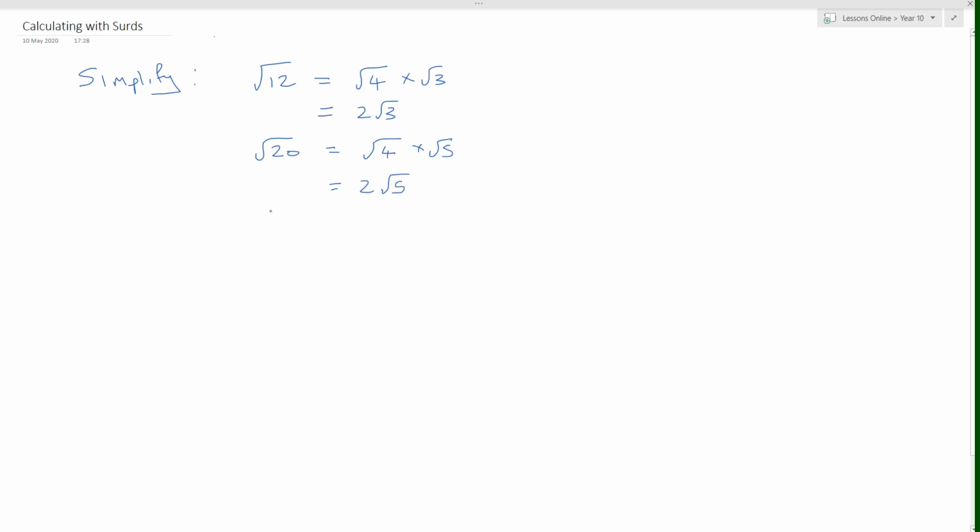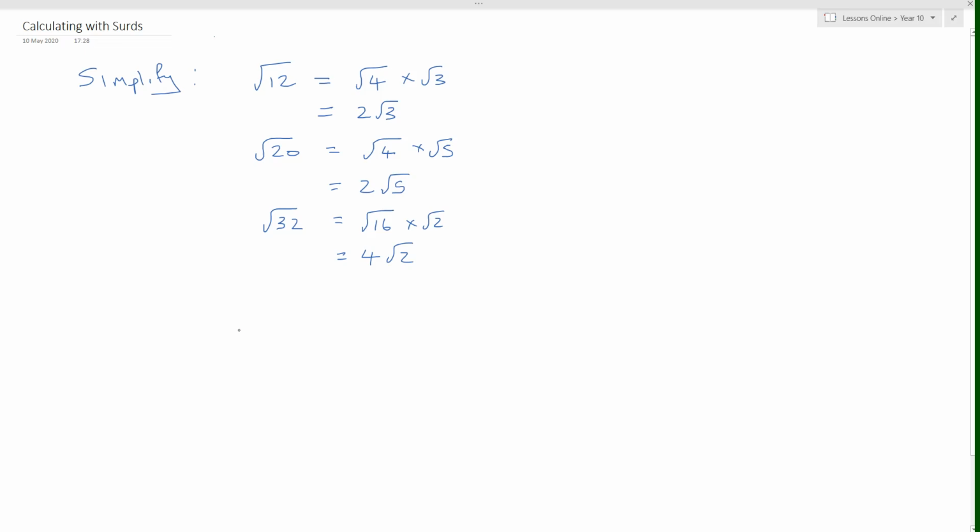Here's one for you to do. You can press pause and then have a go. Square root of 32. Press pause, have a go at that. The square root of 32 can be broken down to the square root of 16 times the square root of 2. The square root of 16 is 4, so it's going to give me 4 square root of 2.